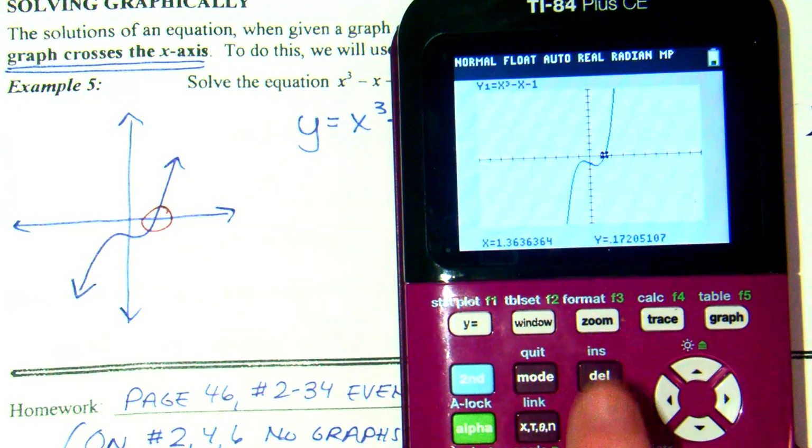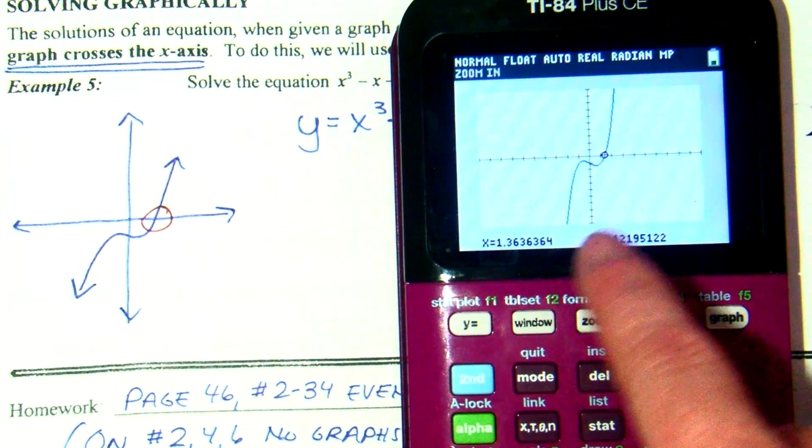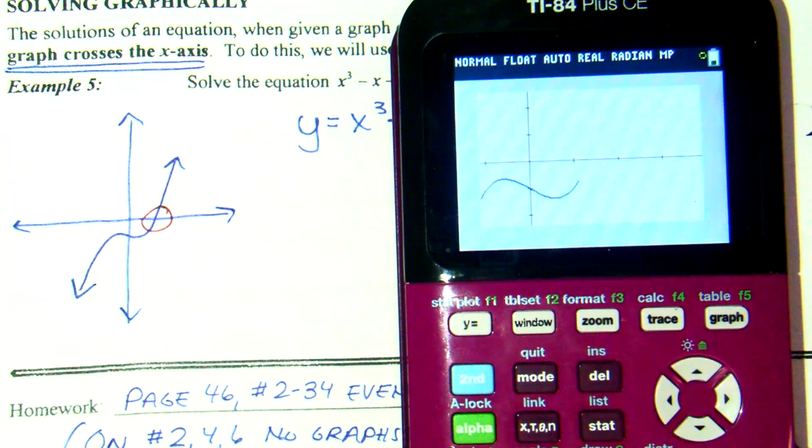Leaving my cursor where it is, you see the zoom button here? I'm going to hit zoom. Number two is zoom in. If you hit enter, it takes it there, and it's asking you, do you want to zoom in? If I hit enter again, notice now it's a lot closer. I can hit trace and I can zoom in as many times. Like now I'm between 1.28 and 1.32. Am I getting more precise? And we can keep zooming in. Remind me to show you another technique tomorrow.